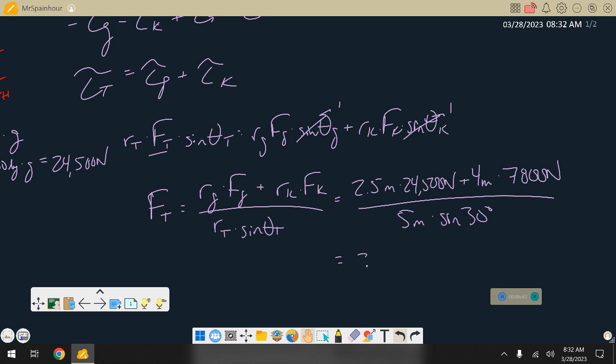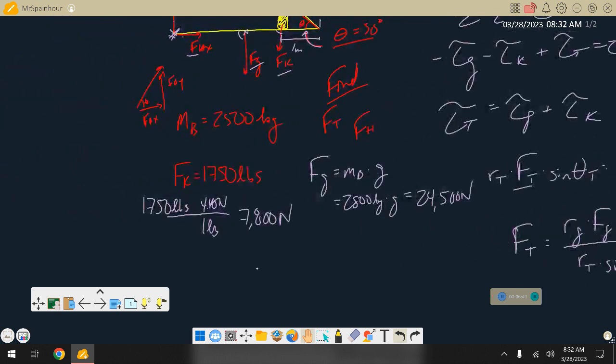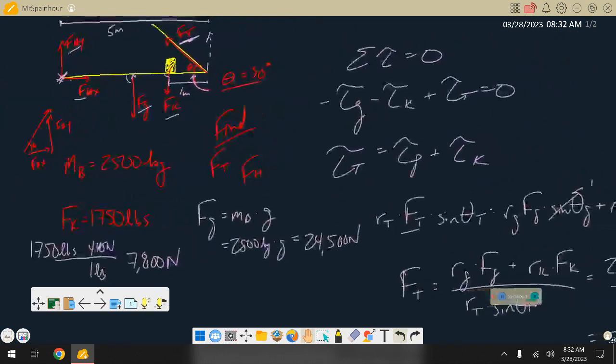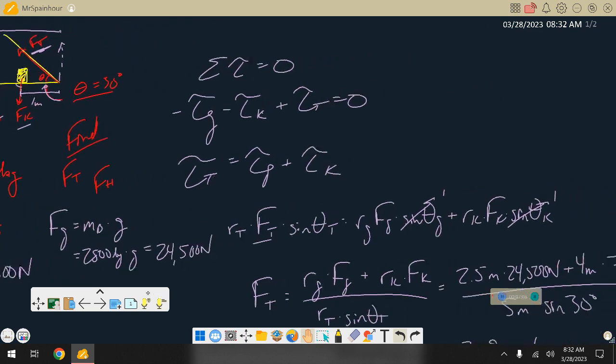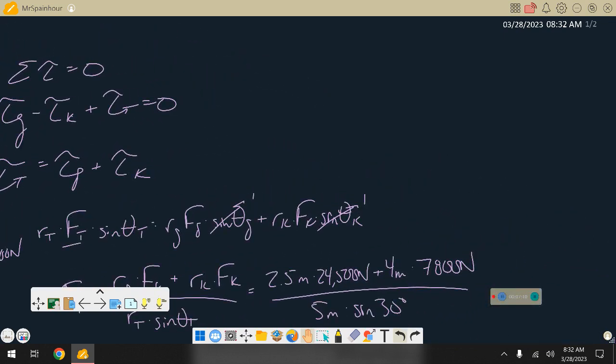We have 36,980 newtons. Now, to find the other two forces, force in the y and force in the x, again, we could totally move the fulcrum and sum the torques again, except that wouldn't find this guy here at all. So how do we find it? Well, similar to the bunny problem, we are just going to sum the forces. We're going to do that in both the x and the y.